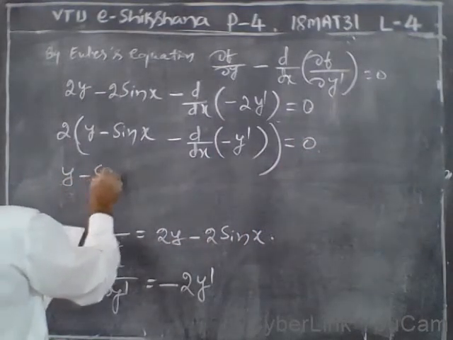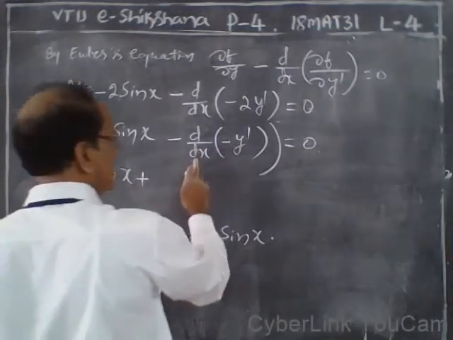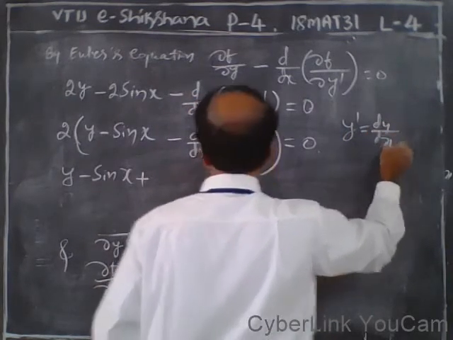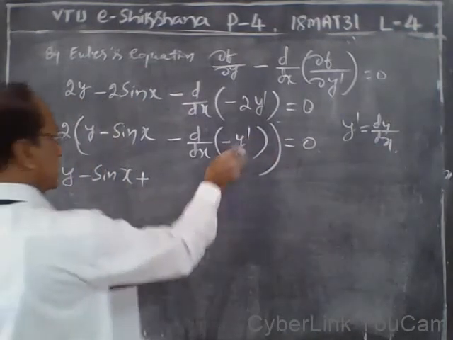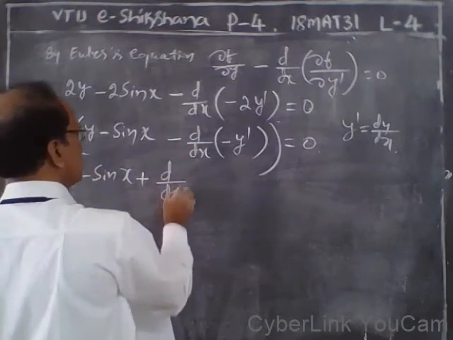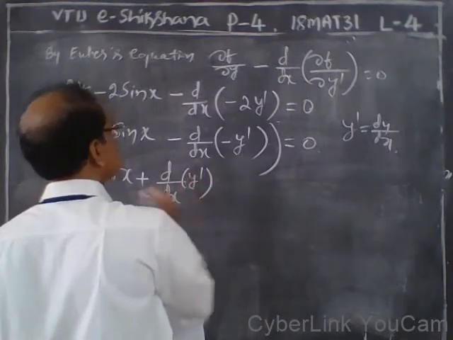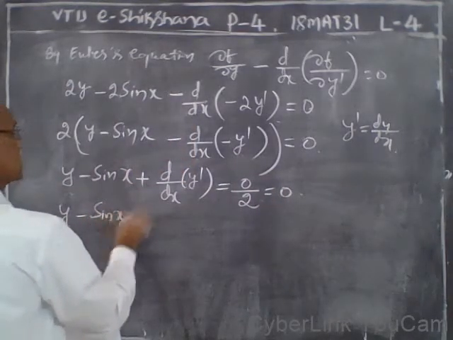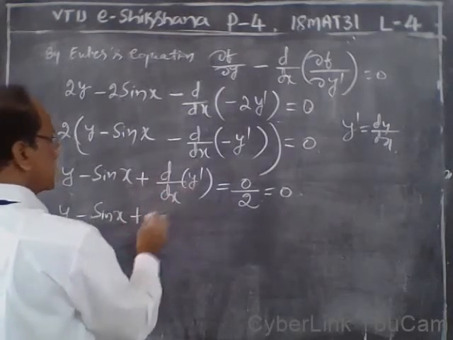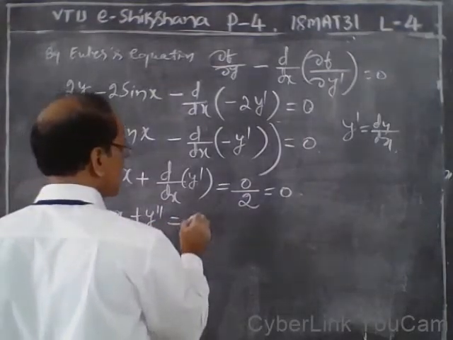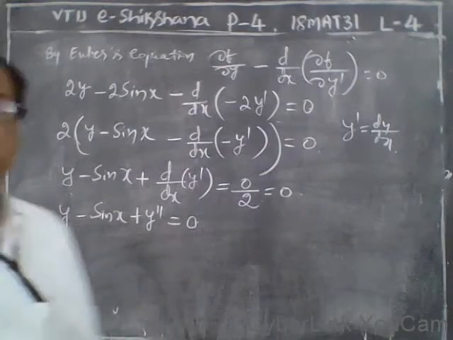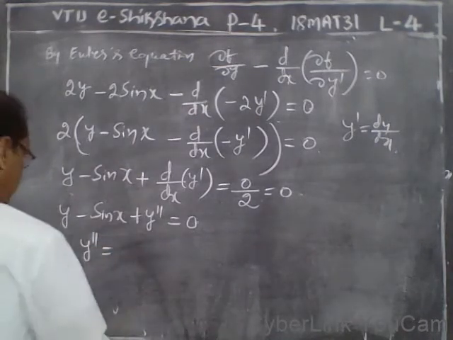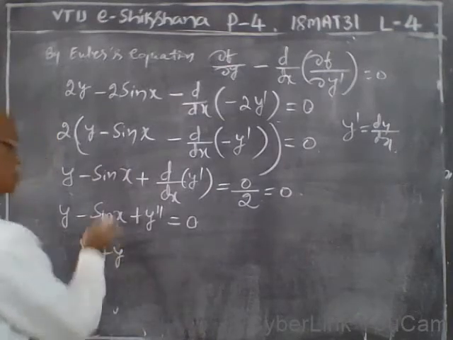Then y minus sin x, and plus d by dx of y dash, which is y double dash, equal to 0, after dividing by 2. Then y minus sin x plus y double dash is equal to 0. So finally, what we got is a differential equation of the second order. We have to solve this differential equation.